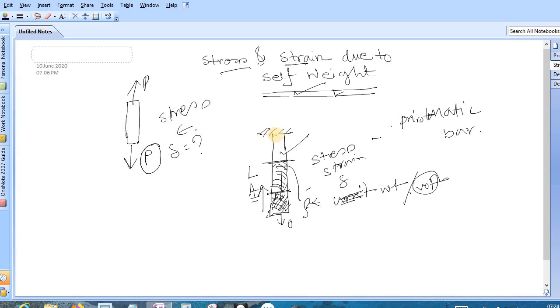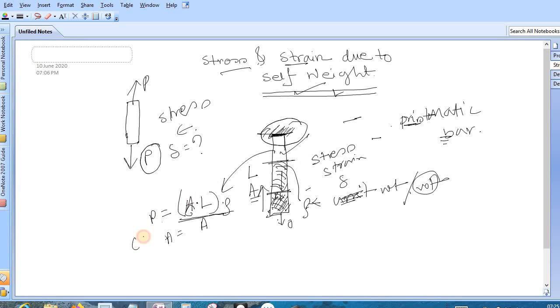So obviously the maximum stress will come here at this built up end. Okay, so what is the maximum stress? Simply, the total weight of this bar: your volume is cross sectional area into length. Now simply multiply this with your density or rho. This is your total weight or P, and this is acting over area A, because of constant area, this is a prismatic bar.